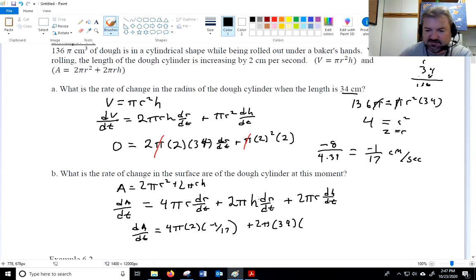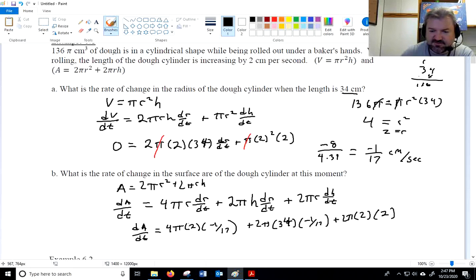No, that's right. I did this right. Sorry, I'm second guessing myself here. The 4 pi r dr dt, and then this was 2 pi h dr dt plus 2 pi r. Okay, good. I got a little skeptical there for a minute, but I think I got it. So 34, and then dr dt was negative 1 over 17 again, right? And then we've got plus 2 pi, and my r is 2, and my dh dt is 2.